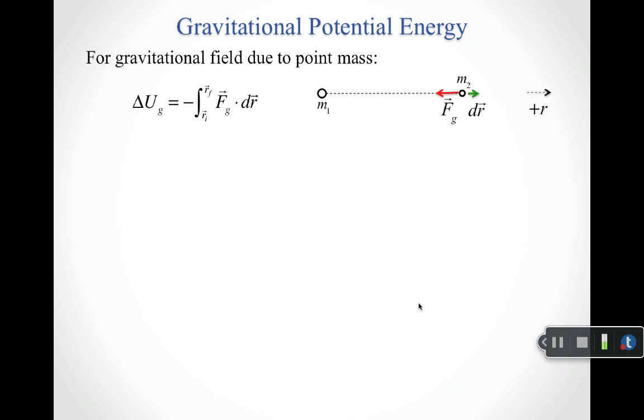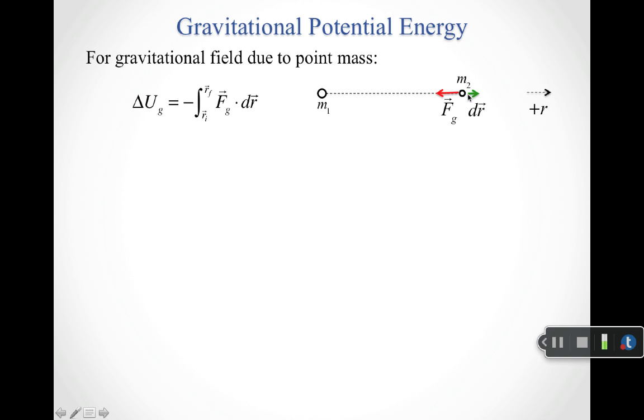So if I've got a gravitational field that's not constant, but instead it's due to a point mass, I know that that's a field that varies. The farther you go away from the point mass, the weaker the field's going to be in terms of its magnitude. And so here's a situation where to set up this integral.